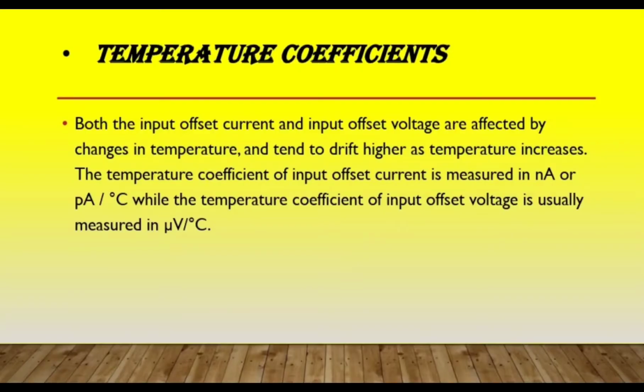So temperature coefficients: both the input offset current and input offset voltage are affected by changes in temperature and tend to drift higher as temperature increases. The temperature coefficient of input offset current is measured in nA or pA per degree Celsius, while the temperature coefficient of input offset voltage is usually measured in microvolts per degree Celsius.